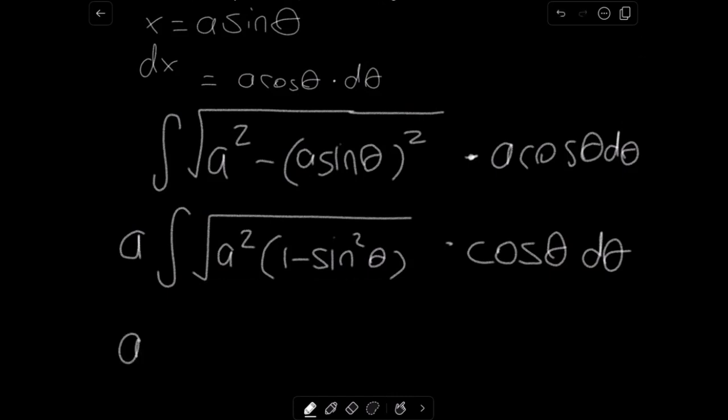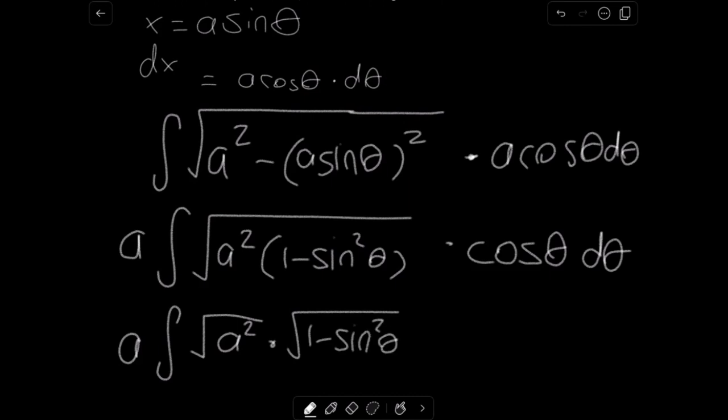So we'll have the a multiplied by the integral of, we're going to have the square root of a squared multiplied by the square root of 1 minus sine squared theta. Let's work with this now. The square root of a squared, that's just a. Okay, so that's just a. Notice how I have a constant or coefficient in this integral. Let's take that out of the integral and put it in front. It'll be a times a, and that will give me a squared.